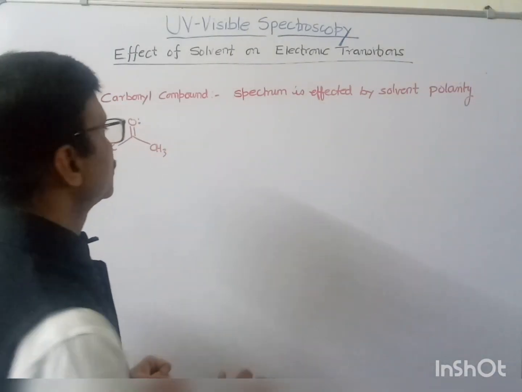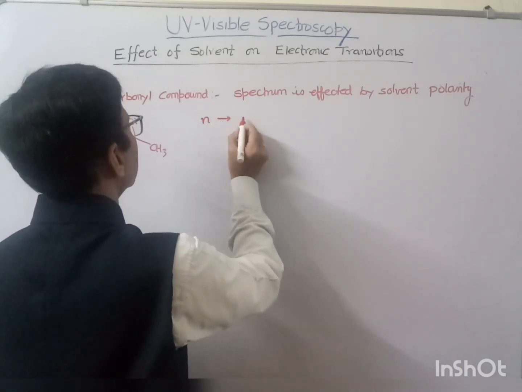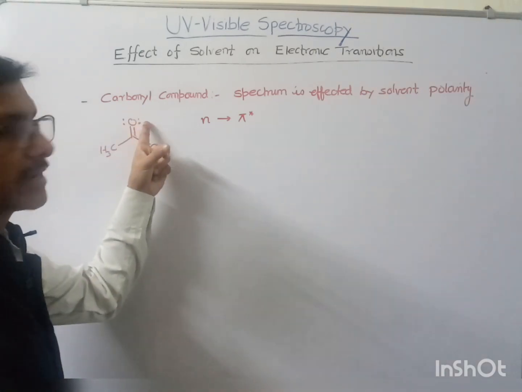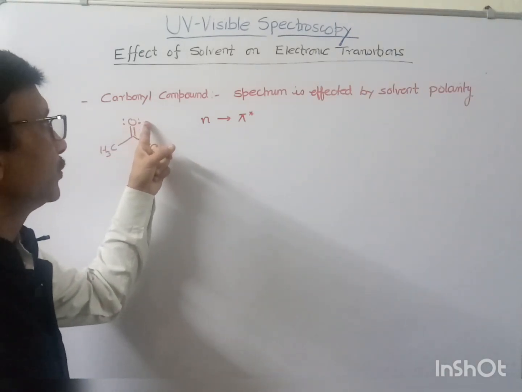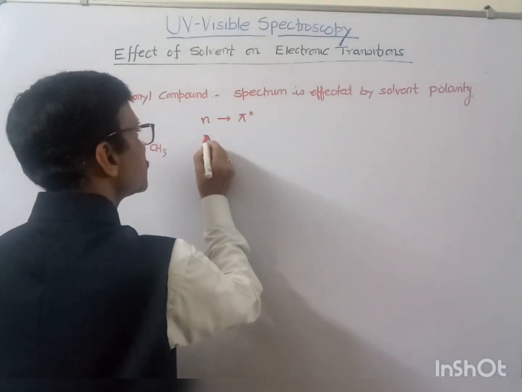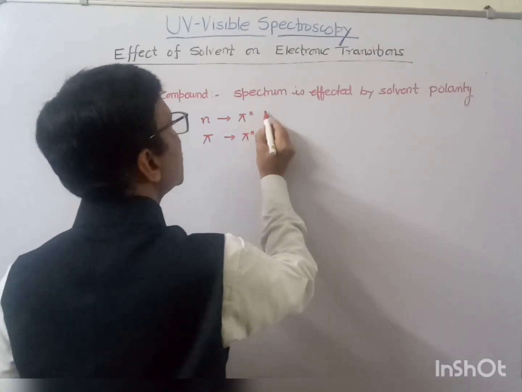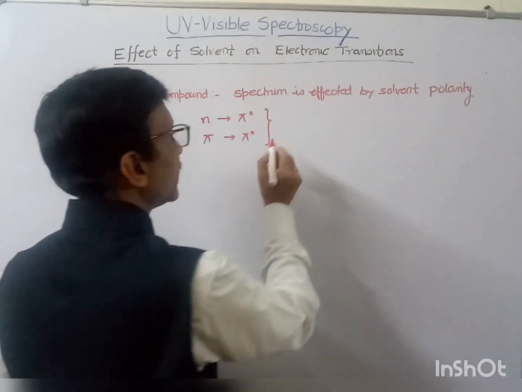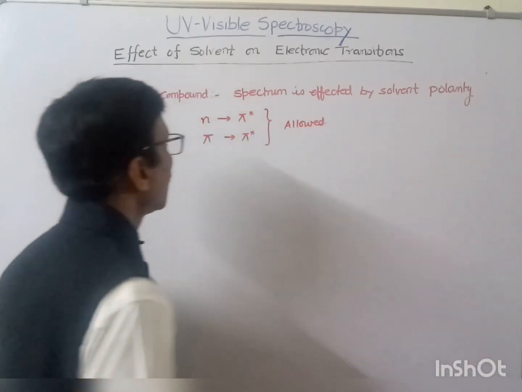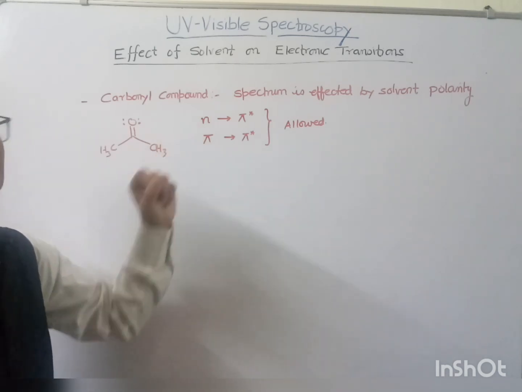Some of the transitions which are possible over here are the n to pi star transition, meaning when n electrons get excited into the pi star molecular orbital, or the pi electrons go into the pi star molecular orbital. So these are the two main allowed transitions in this case. Let us see how the solvent affects these two transitions.